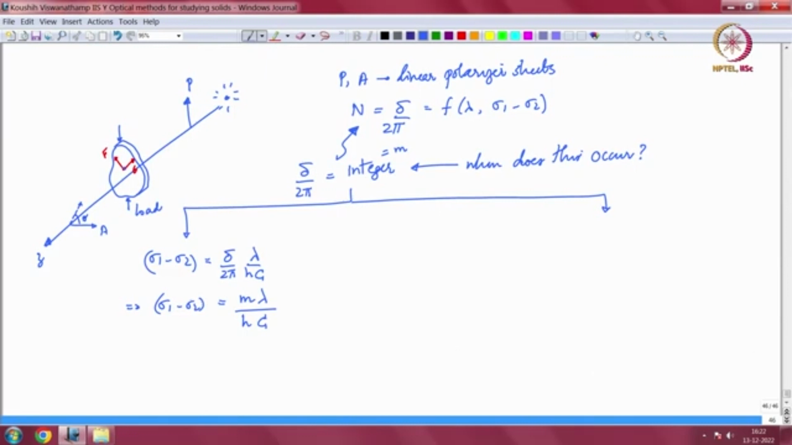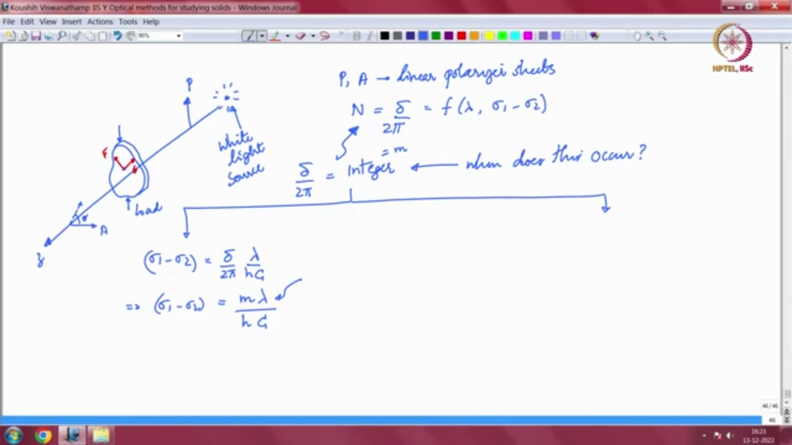Okay. Now, notice that this depends on lambda. So, this first condition under which delta by 2 pi is an integer depends on the wavelength. So, if you have white light, so this is a white light source, then the constituent wavelengths, remember white light is made up of all the wavelengths, of course going from the blue end to the red end, maybe beyond. The different components will have this condition satisfied at different locations, right.